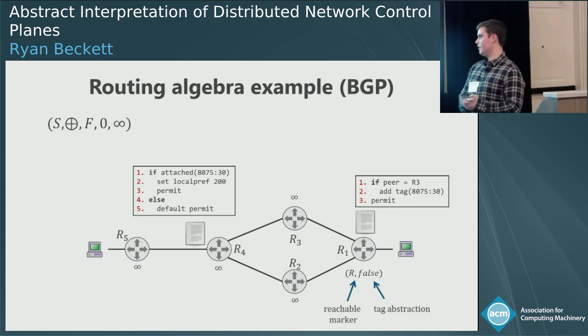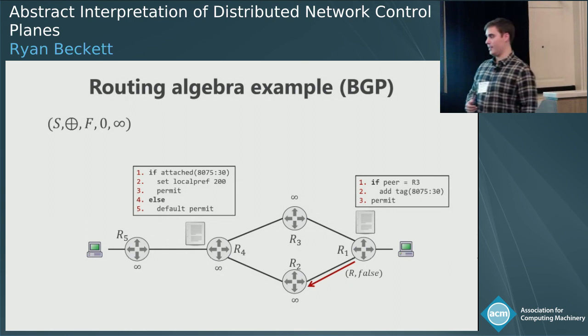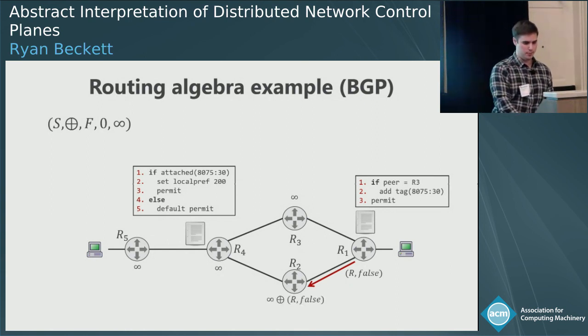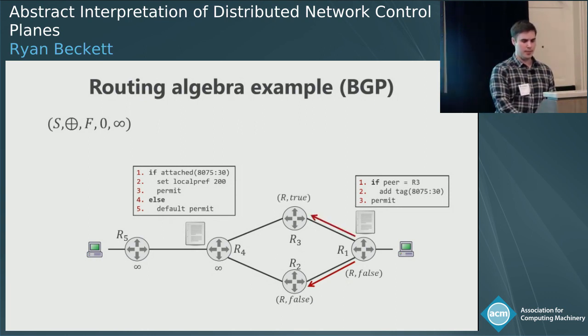I don't know what it is. And there's an abstraction for this tag: maybe true, false, it's attached, or I don't know. So I'm going to run this abstract protocol now in the same way. So R2 will learn this route with no tag attached. So it knows it has some route to the destination, even though it doesn't know what that route is. R3 would learn that there's some route to the destination with the tag attached.